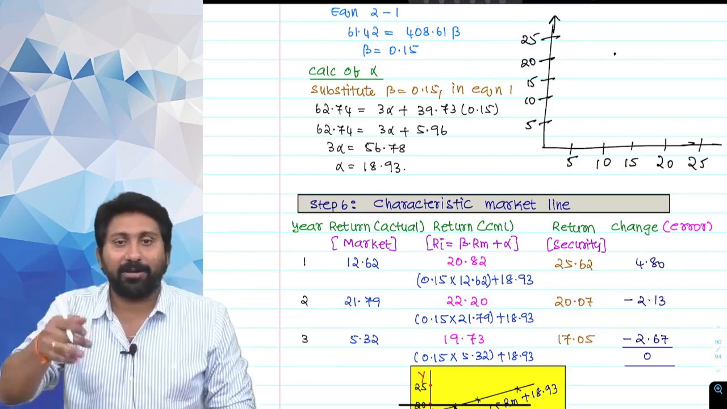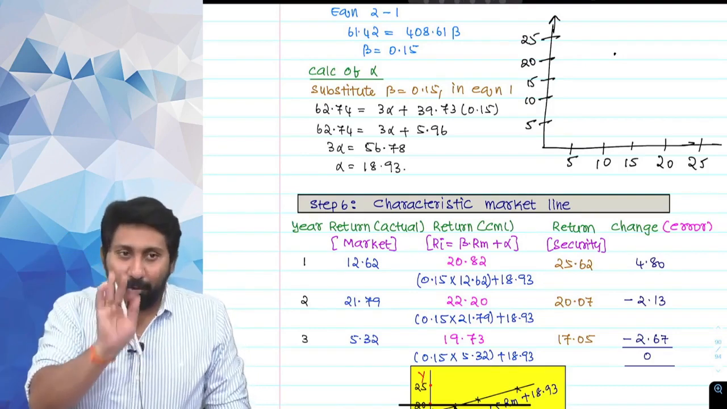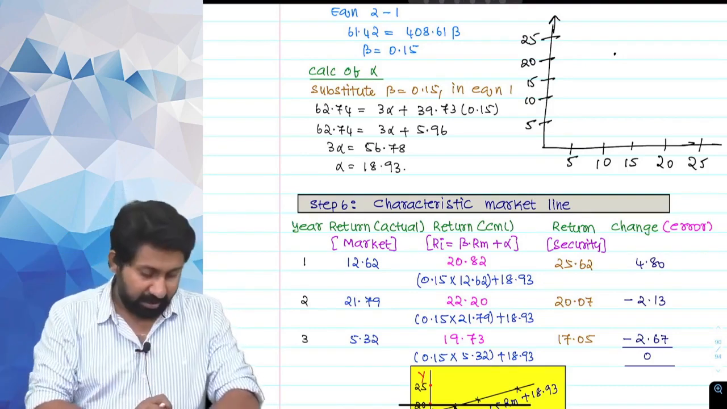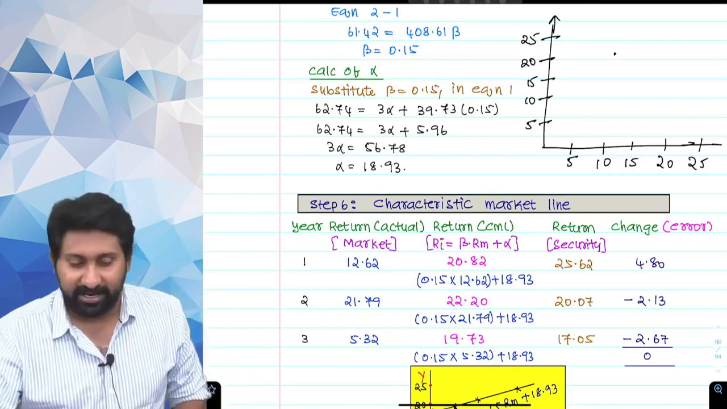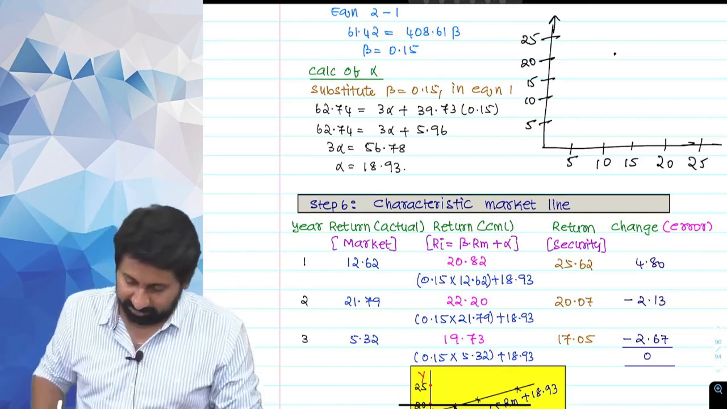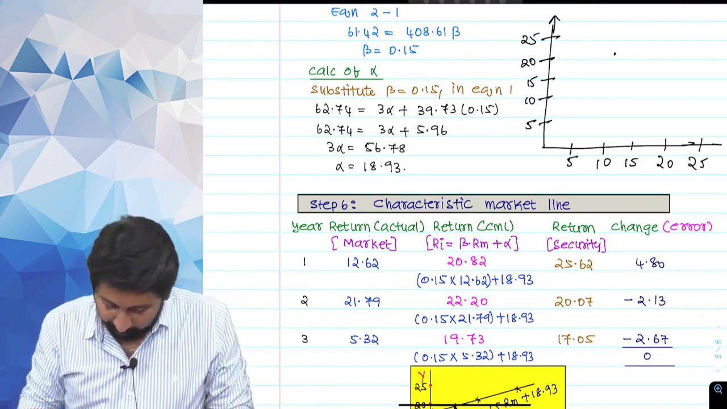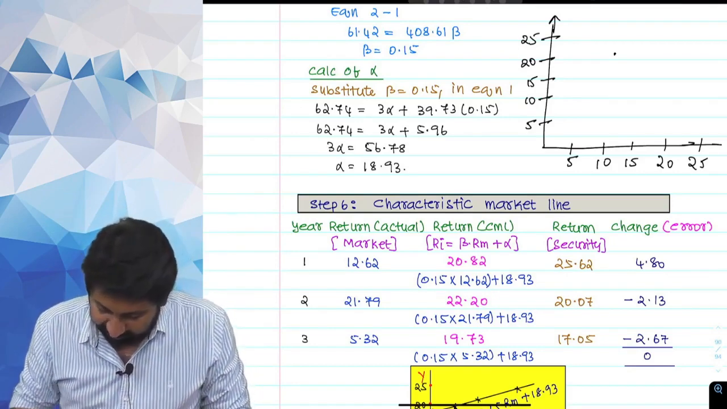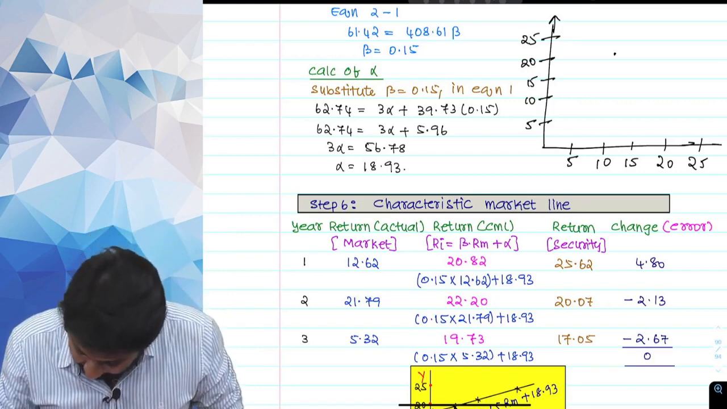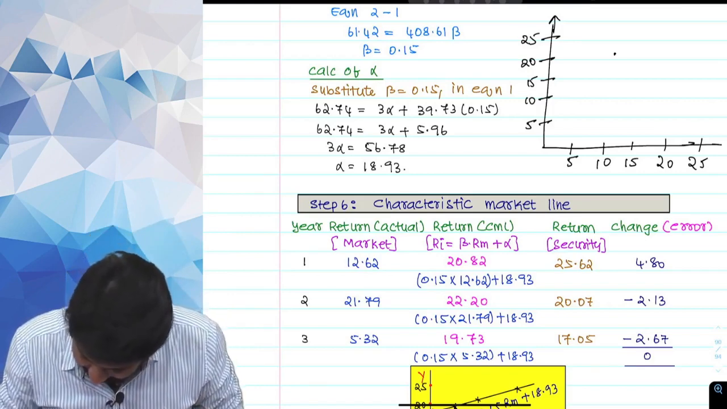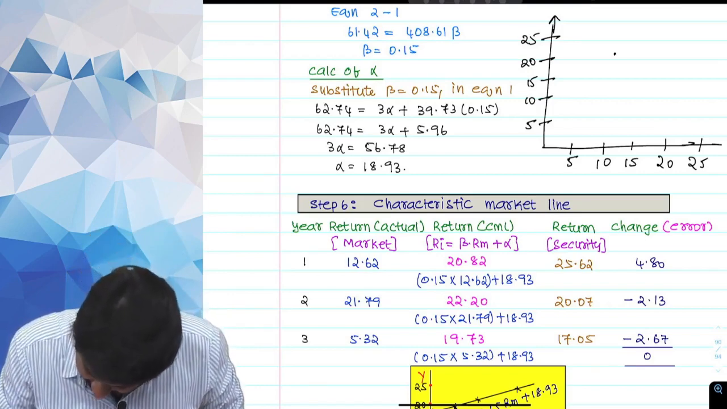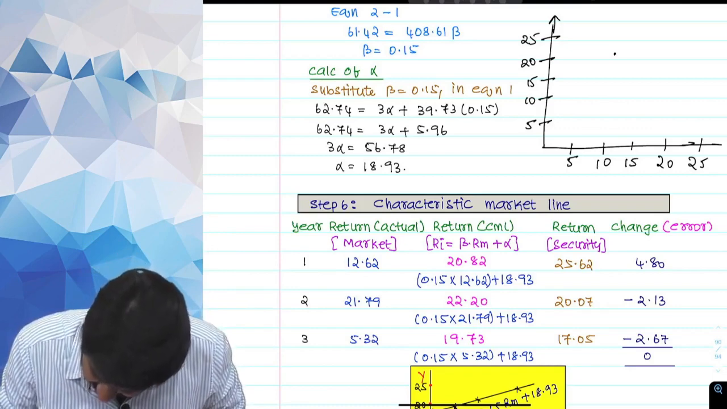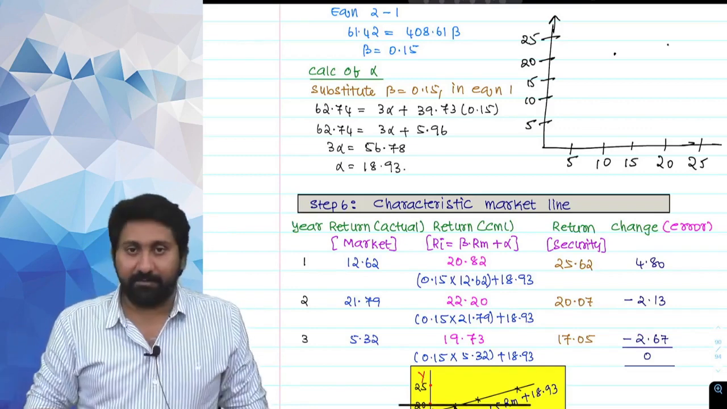So one point above, one point below. We are not going deep into the graph. For the model, we have to understand the idea. Let's not go into intricacies unnecessarily and complicate the concept. Next, the market is at 21.79 and the security return went to 22.2. Somewhere here it will be.